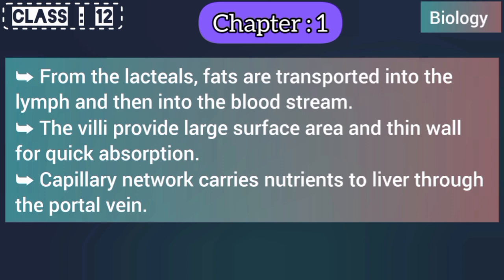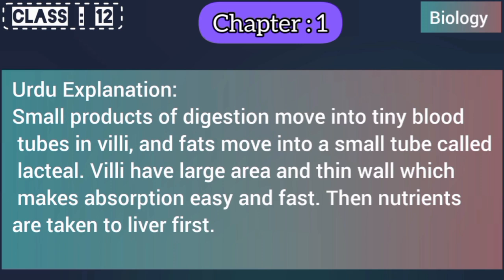The villi provide large surface area and thin wall for quick absorption. Capillary network carries nutrients to liver through the portal vein. Urdu explanation. Small products of digestion move into tiny blood tubes in villi, and fats move into a small tube called lacteal. Villi have large area and thin wall which makes absorption easy and fast. Then nutrients are taken to liver first.